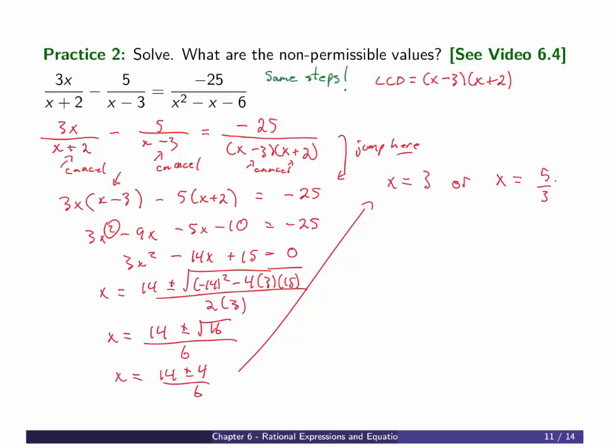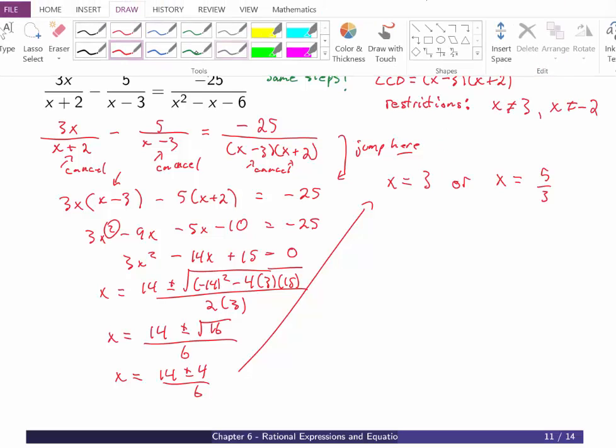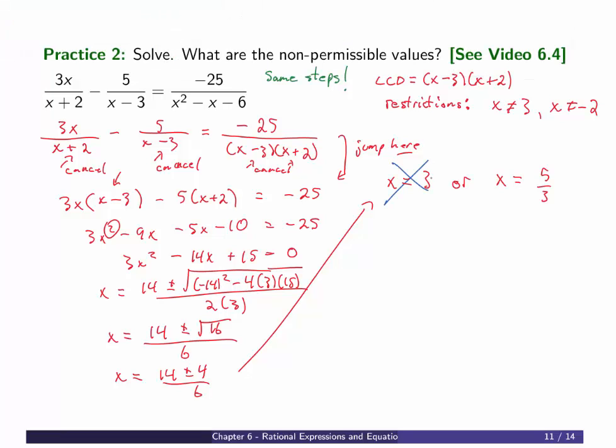Now, before you check both of them, because that could be a long procedure, let's just take a look at our restrictions, or our non-permissible values, which is x cannot be 3, x cannot be negative 2. So you have just eliminated that right from looking at your non-permissible values. So all we're checking is 5 over 3.